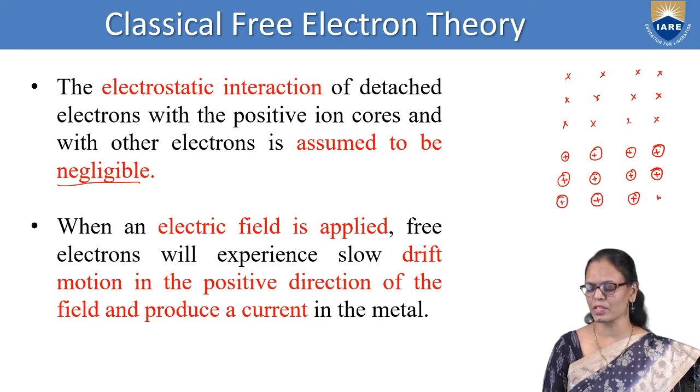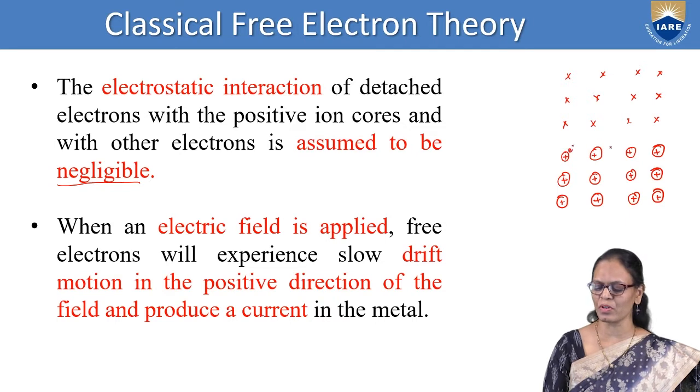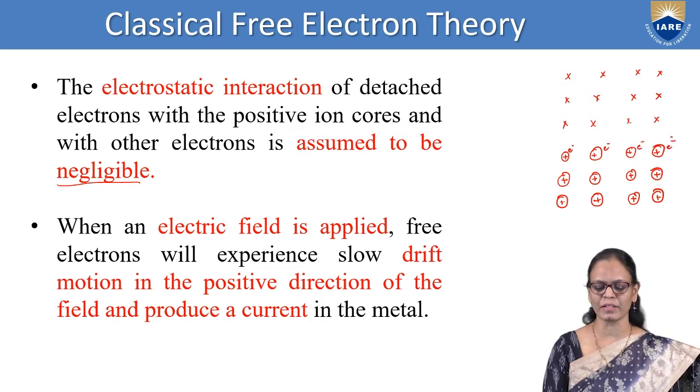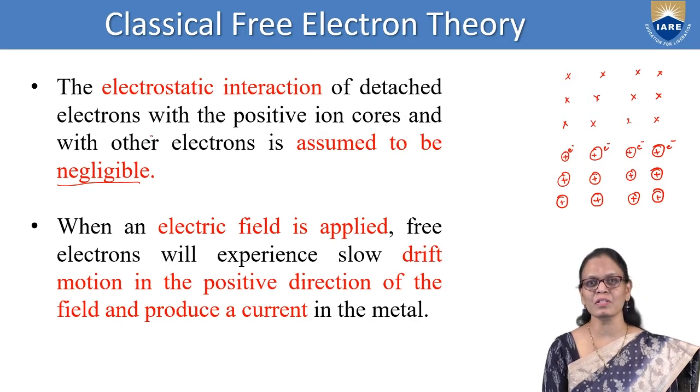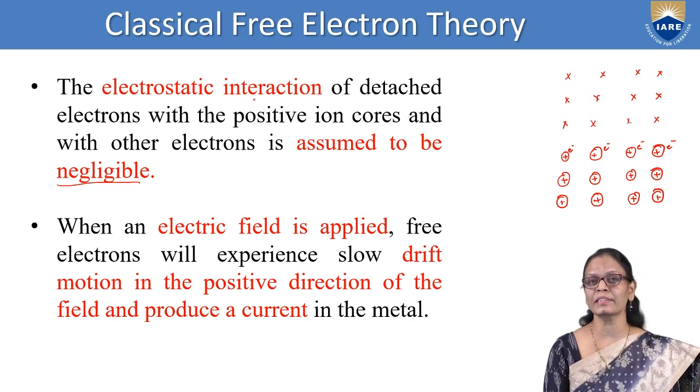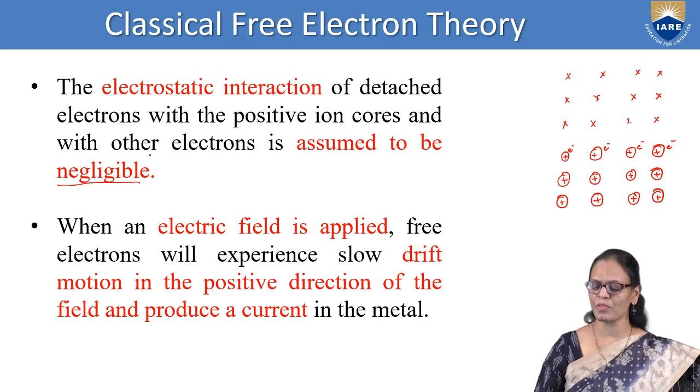So these are the positive ion cores with the electrons that are detached. Now we are going to talk about these electrons. Detached electrons are not interacting with the positive ion cores and with the other electrons. Suppose I talk about the movement of this electron throughout the entire crystal.